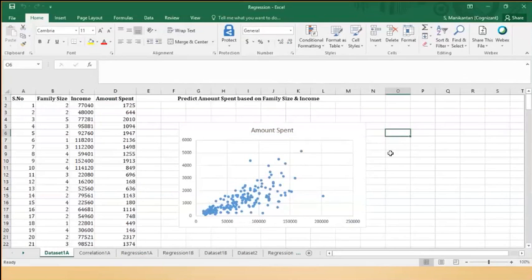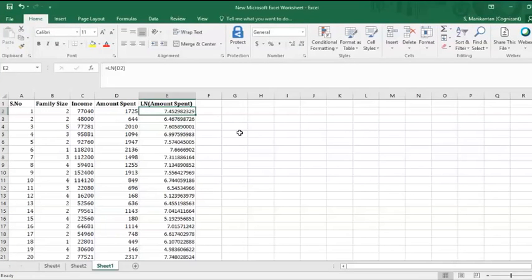So my equation now would be ln of amount spent is equal to b0 plus b1 into family size plus b2 into income. So I will now create a new column, ln meaning the natural logarithm, ln of amount spent. So I will write my formula for this. Okay, so this is our new column, the ln of amount spent. Now we'll run a regression now with the dependent variable being ln of amount spent.